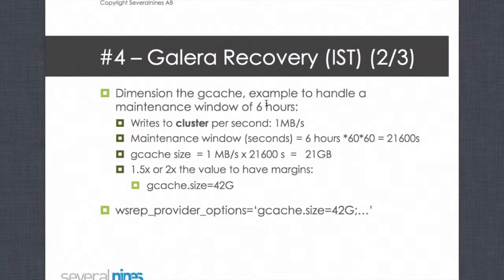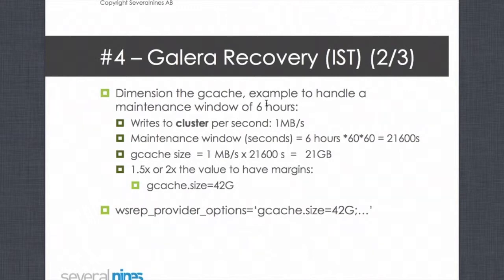Also, if you have disk space, there's really no reason to be shy with the Gcache size. It doesn't hurt to have a too big Gcache size. It will hurt to have a small one. Then you basically put gcache.size=42G into the wsrep provider options, and you have to restart the node, and it will then recreate a Gcache file of the specified size.